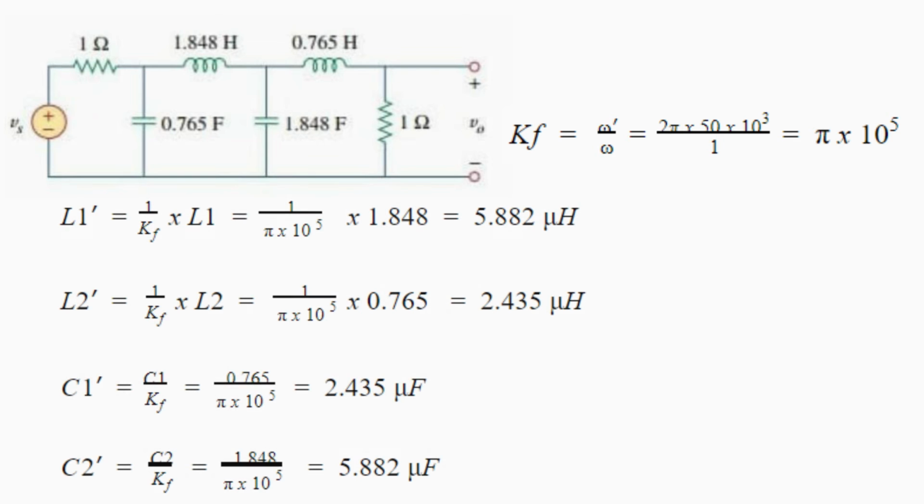After we got the value of Kf, we can directly identify the new values of the inductance and capacitance by using the equation that has been explained previously. By using these new values, we can be assured that the impedance of the circuit will remain constant, while the frequency of the cutoff will change.